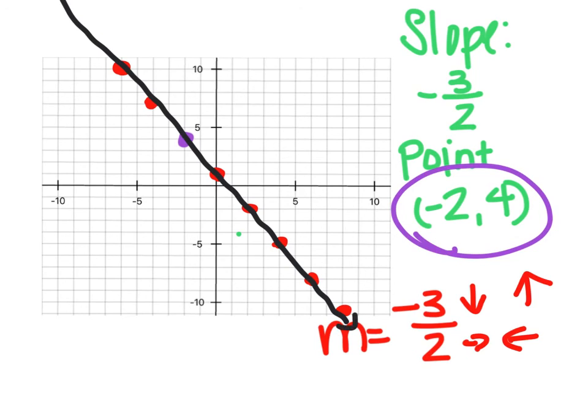So this would be my line that has a point -2,4 and a slope of -3/2.